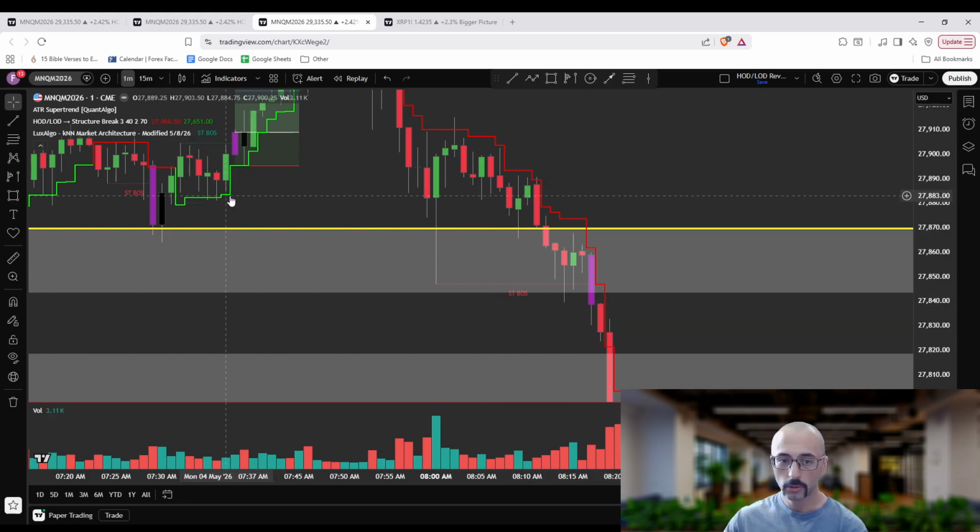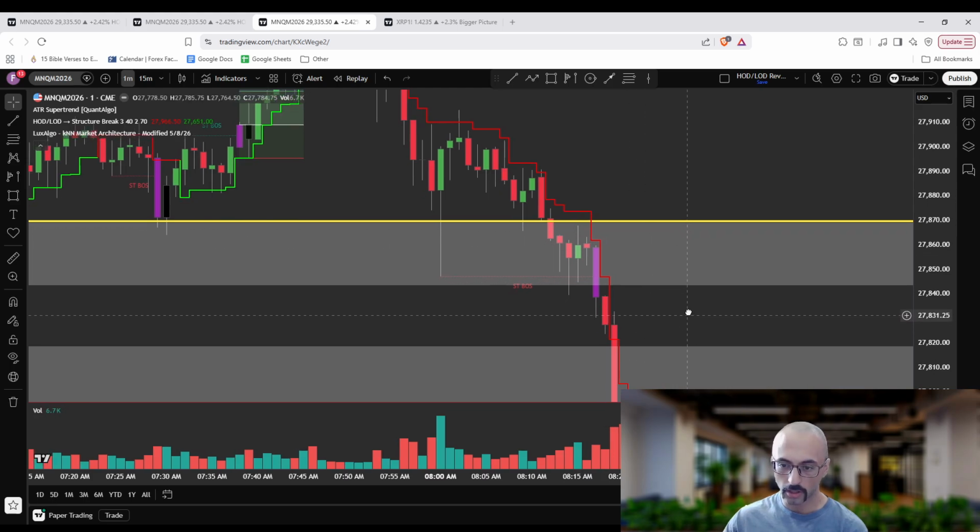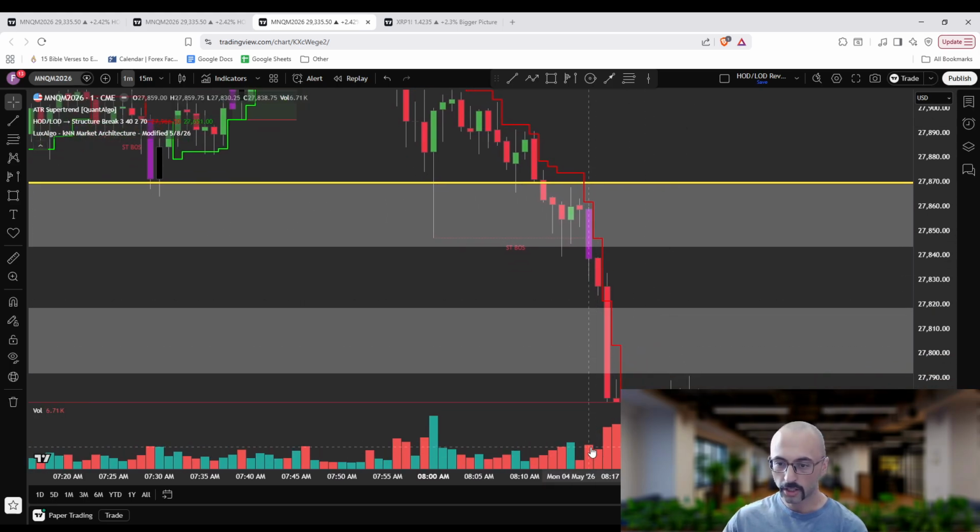Now moving on to a better setup here, you can see we have this candle here signal through the break of the structure break and through the low volume node. Perfect. Not a huge spike in volume by any means, just a nice average normal move. Go like that, go like that.